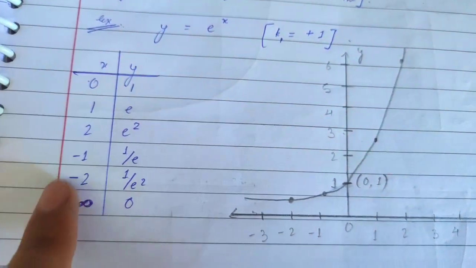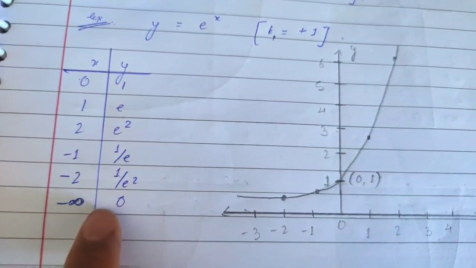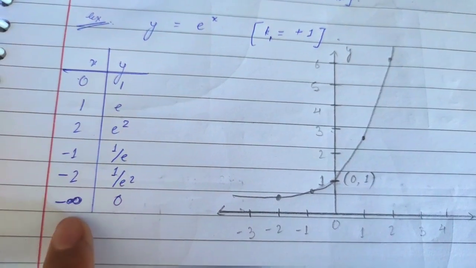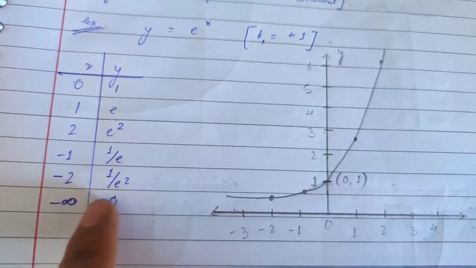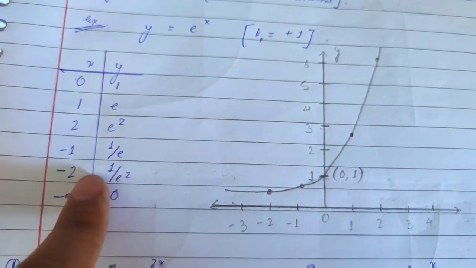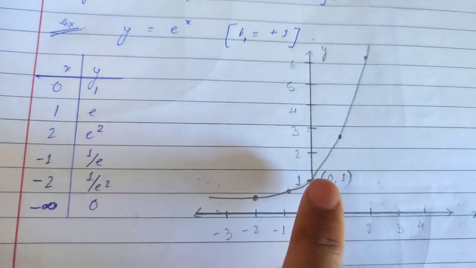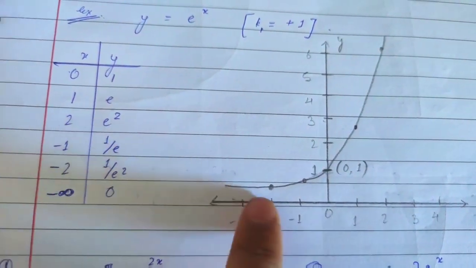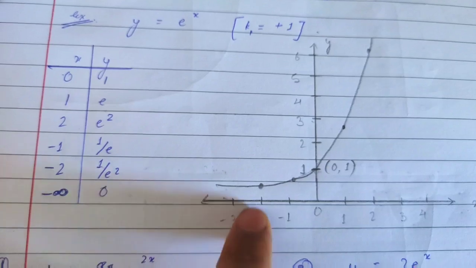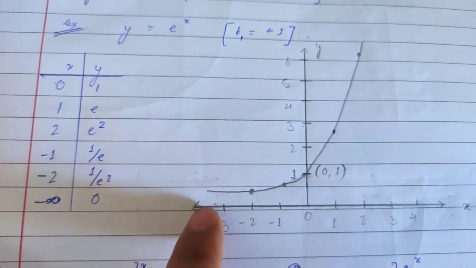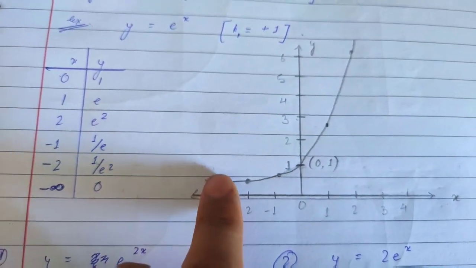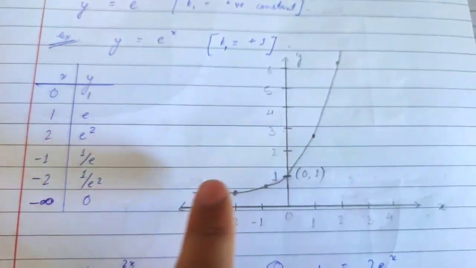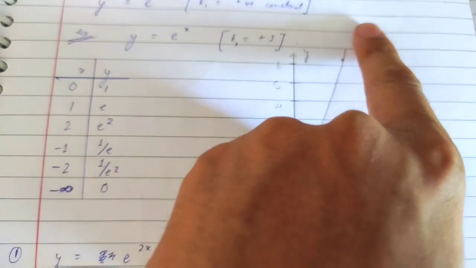We have taken x equal to minus infinity, it will give us y equal to 0. It will go in this direction only, so it will not cut the y axis and neither will it cut the x axis. On this side it will go parallel to the x axis. When we connect all these points, we get a graph like this. This is growing in the positive direction, so it is called exponential growth.